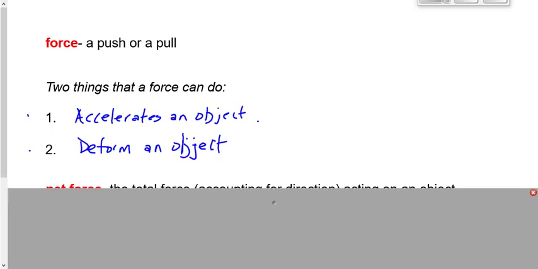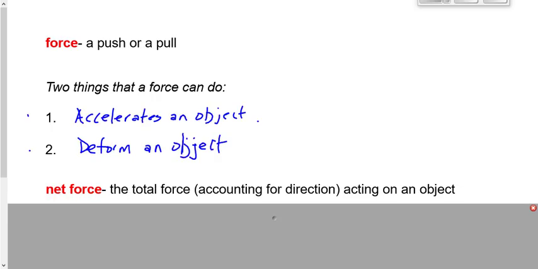Let's define another term, the net force. The net force is the total force that acts on an object. And we include with that the direction. So in other words, we include with that signs, positives and negatives. Net in general means total.